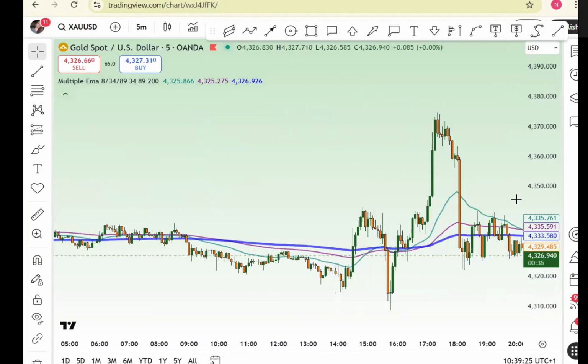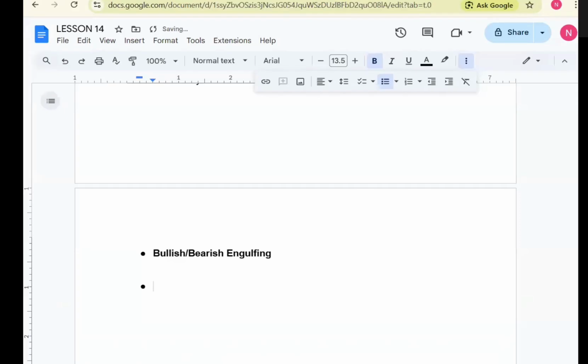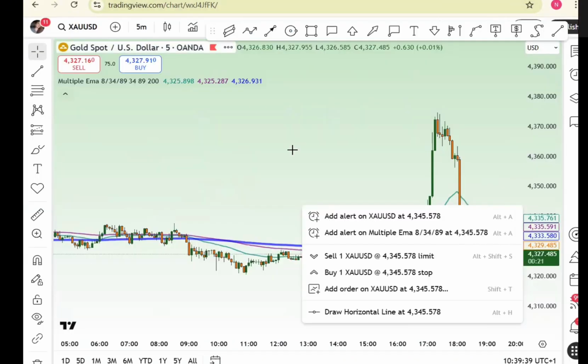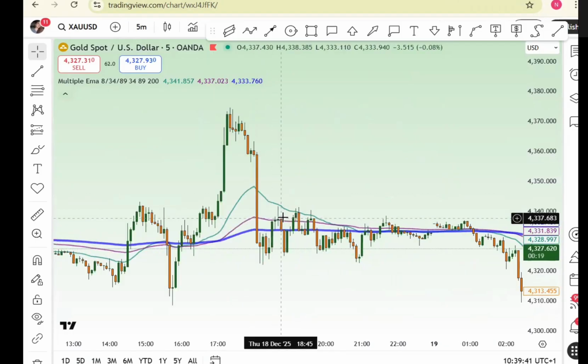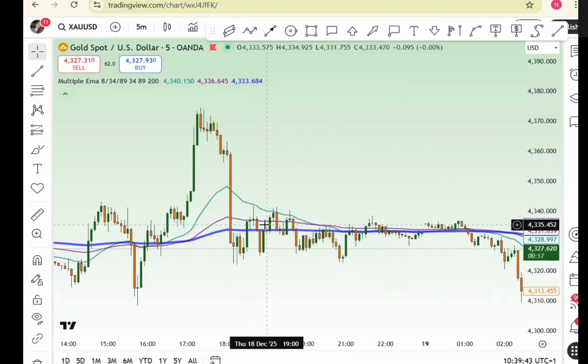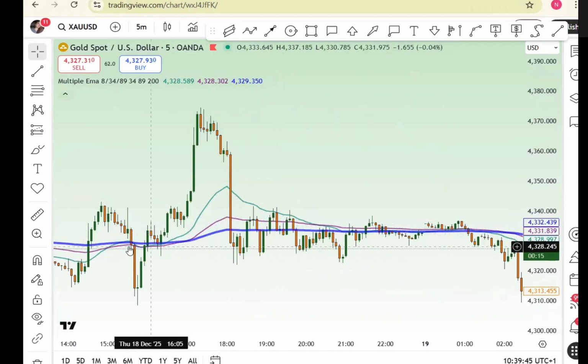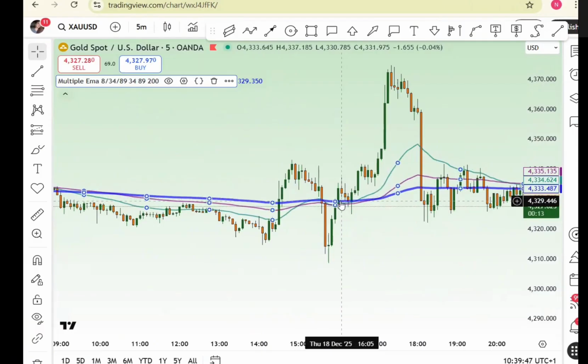And the next victory is the hammer or the shooting star. Okay, hammer or shooting star. This is also a common candlestick pattern that usually appears on your real trading chart.